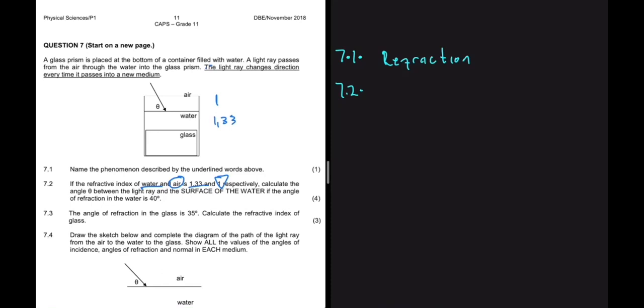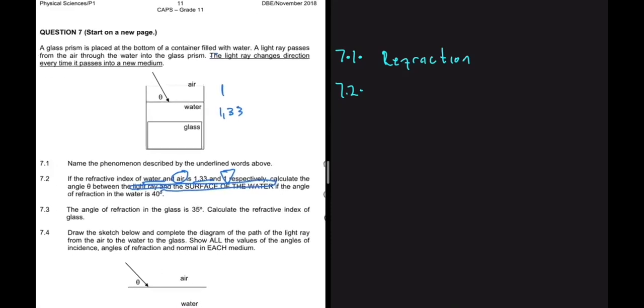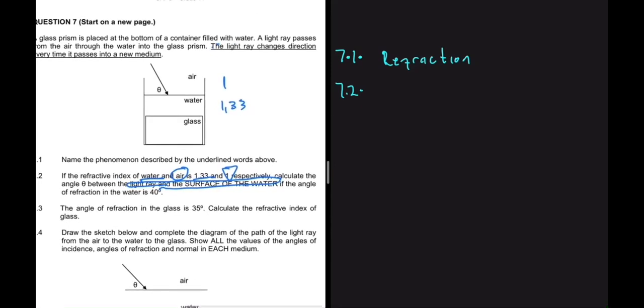So we want the angle between the light ray and the surface of the water, if the angle of refraction in the water is 40 degrees. So fine, let's write our information down, right? So N incident, where is our light ray incident? It's incident on the air, right? And then the refractive index is 1. And then N refracted, the medium the light ray is moving into. We know that is water, right? And the refractive index is 1.33.